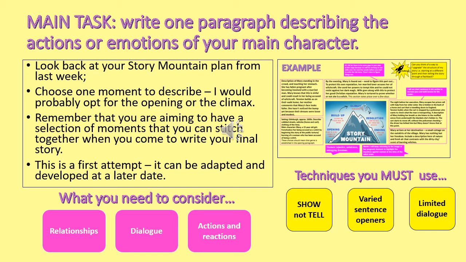As mentioned earlier, your main task for this week is to write a 1-paragraph description of the actions or emotions of your main character. You should have an idea by now of who your main character is because you wrote your story mountain plan last week. You're still getting to grips with this character. It's perfectly fine for you to have one idea this week and perhaps to return to it next week and want to scrap it or change it. But wherever you're at just now, please write 1 paragraph to introduce me to your main character.